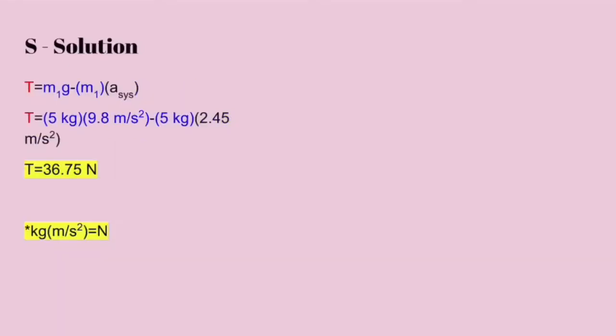Next, we plug our values into the equation to solve for tension. Plug in M1g, M1, and the acceleration of the system, which we found to be 2.45 meters per second squared. Make sure to plug in units. After simplifying, the units should cancel out, leaving kg times meters per second squared, which equals a newton. So our final answer should be 36.75 newtons.